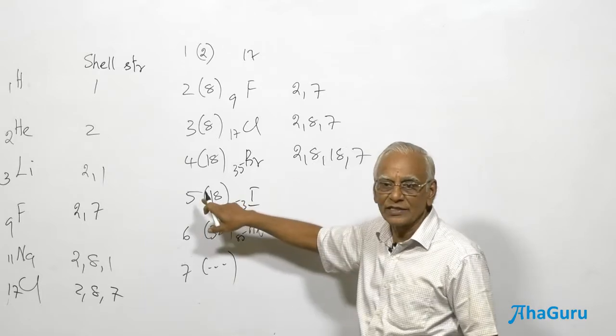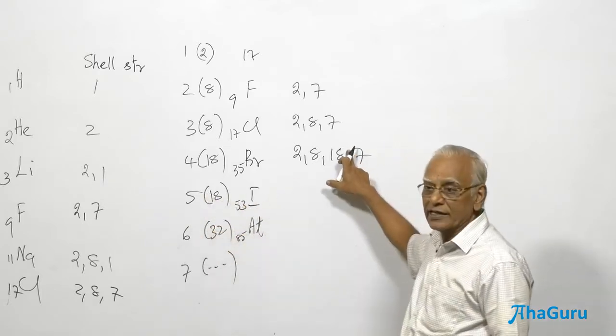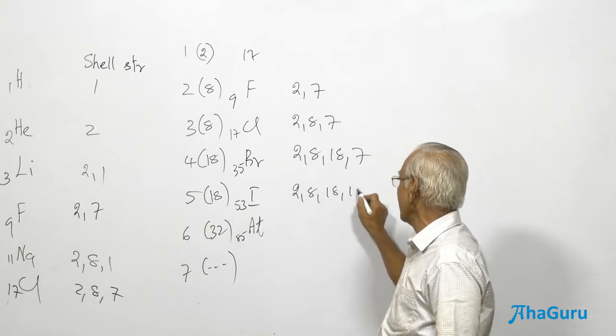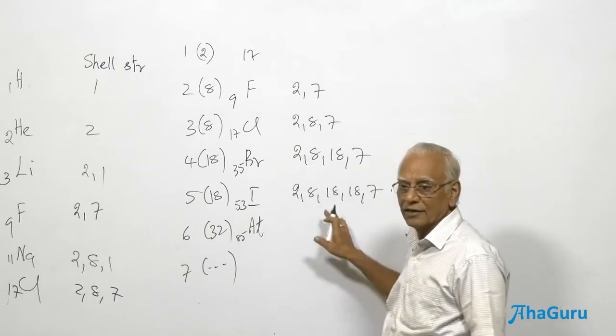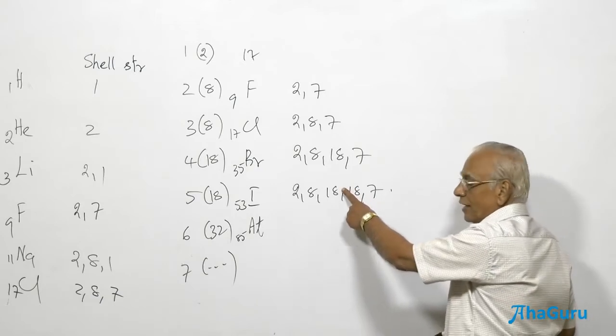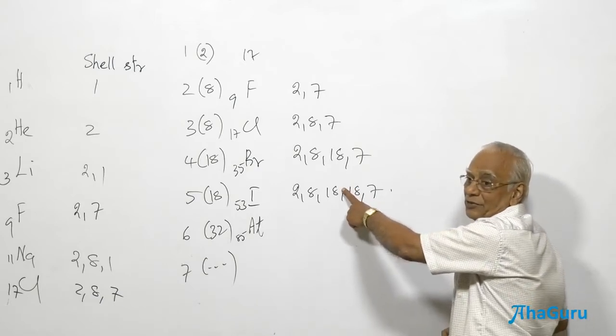And what is going to be the difference here? 18 here. Where do I put 18? The last but one shell here. So the electronic configuration is 2, 8, 18, 18, 7. And what is going to be the difference here? 32. Where do you put the 32? The shell wherein it can accommodate maximum 32.